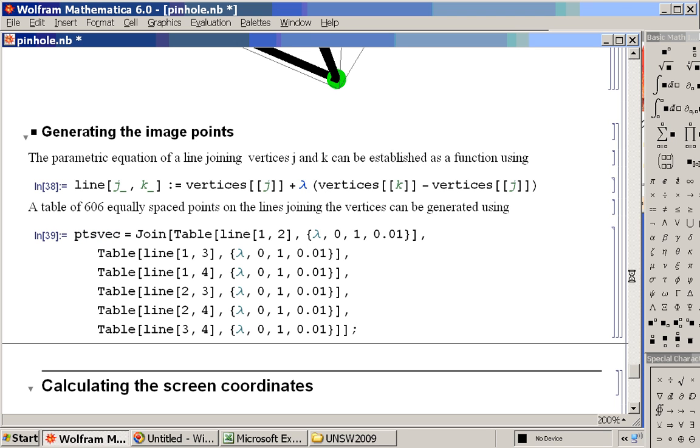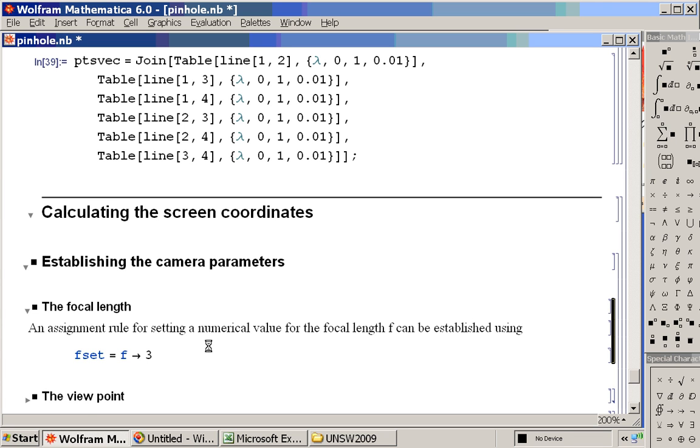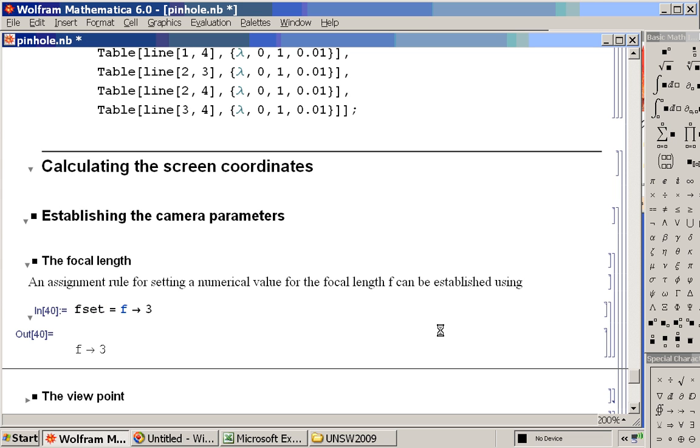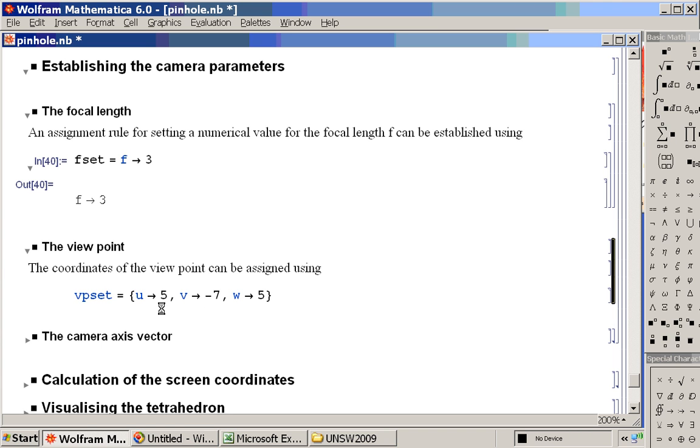So we've got the coordinates of the points on the image. So we now need to establish the camera parameters. So we do that by first of all establishing the focal length, which in our units will take to be 3. And now we want to assign numerical values to the viewpoint, so we're going to put the viewpoint at the point 5, minus 7 and 5. So that's it.